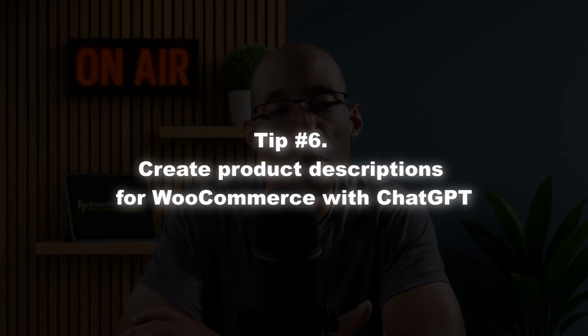Tip number 6. Create product descriptions for WooCommerce with ChatGPT. WooCommerce stores can save a ton of time with ChatGPT. Writing dozens or hundreds of product descriptions manually is exhausting, and that's where AI shines. With plugins like AI Engine or automation tools, you can feed ChatGPT the product name, category, and features, and it will generate unique SEO-friendly descriptions.